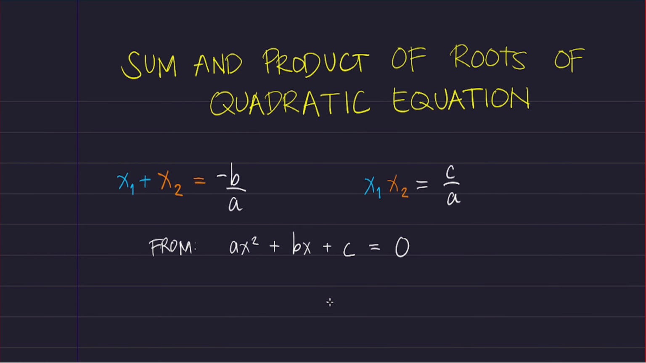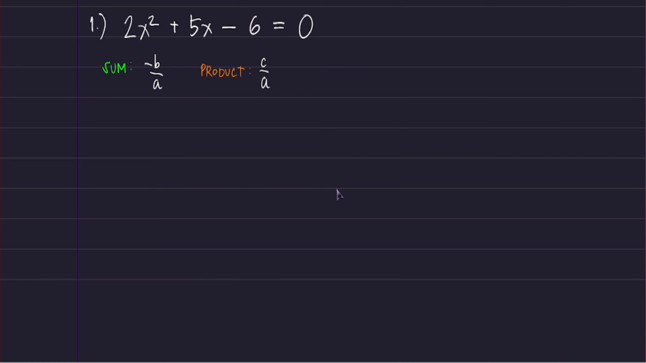Good day! Ngayon ay pag-aaralan natin ang part 2 ng sum and product of roots of quadratic equation kung saan magso-solve na tayo ng mga sample equations. Let's start. Let's have our first example here. 2x squared plus 5x minus 6 equals 0.